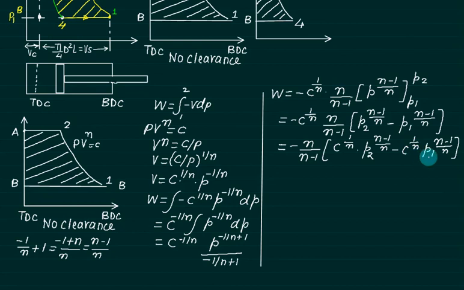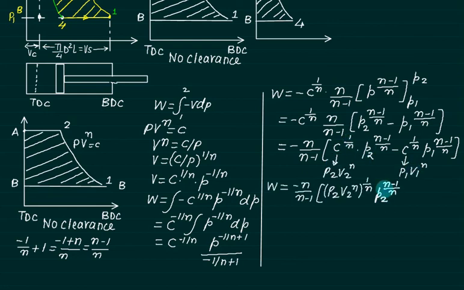To solve this further, we can replace this C as P2 V2 to the power n, whole thing to the power 1 by n, multiplied by P2 to the power n minus 1 by n. Now this C will be replaced by P1 V1 to the power n, to the power 1 by n, and we write the same term as P1 to the power n minus 1 upon n. What we get is W equals minus n upon n minus 1.